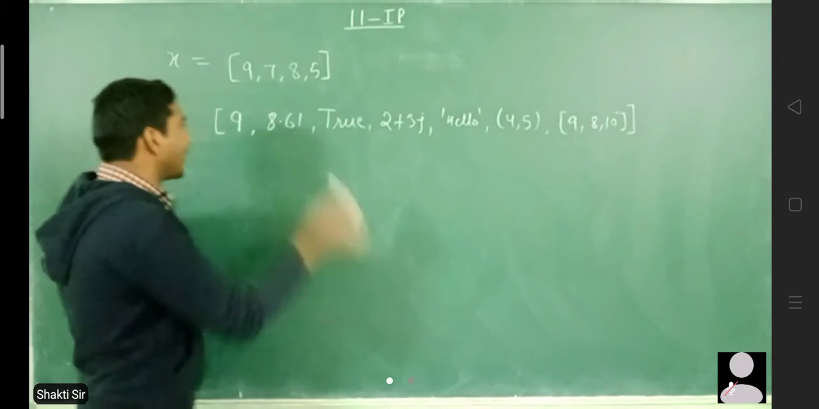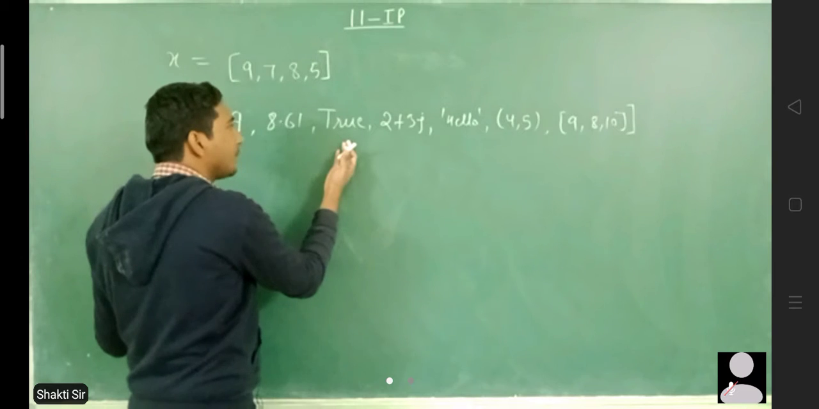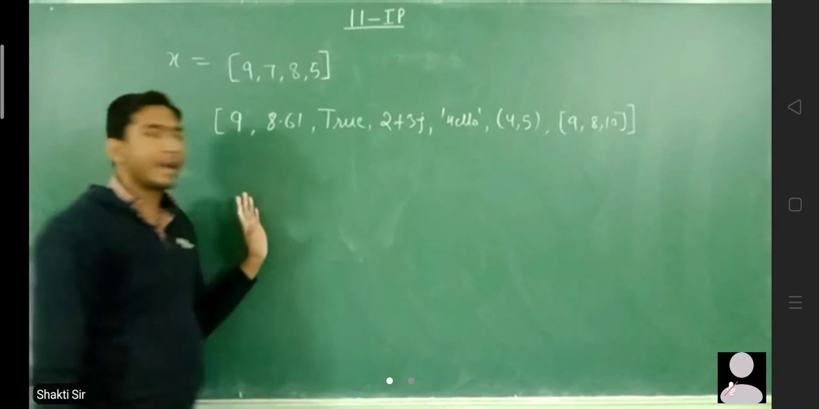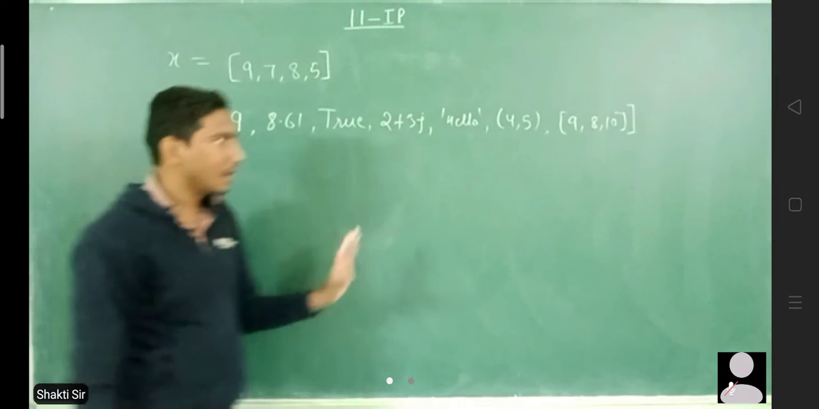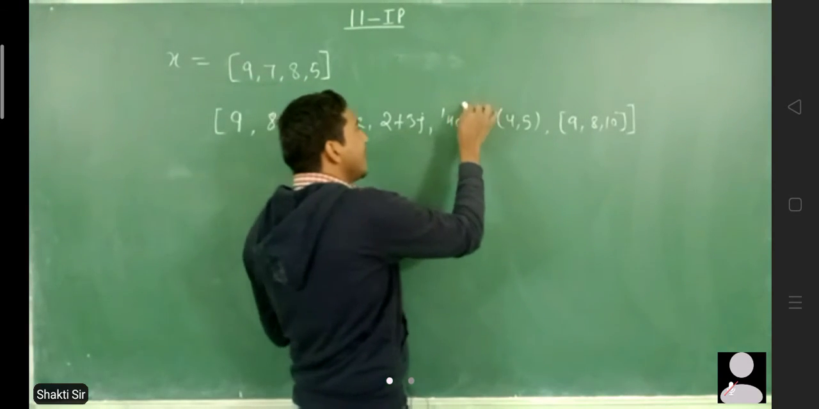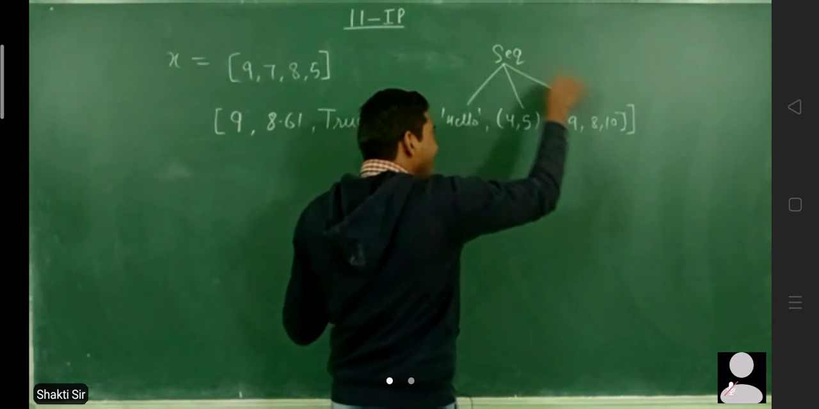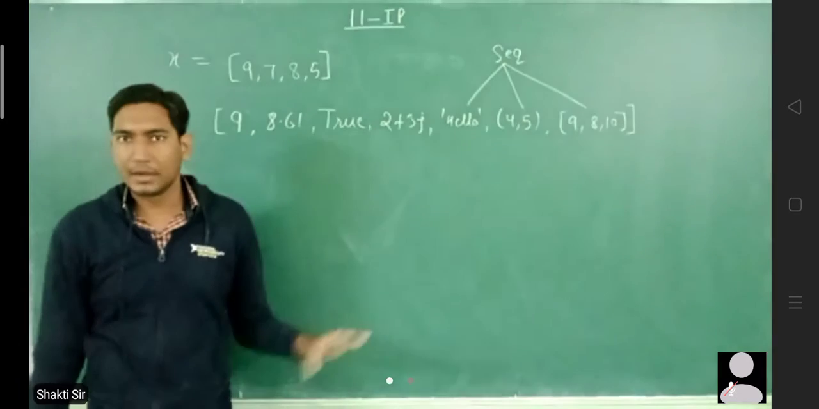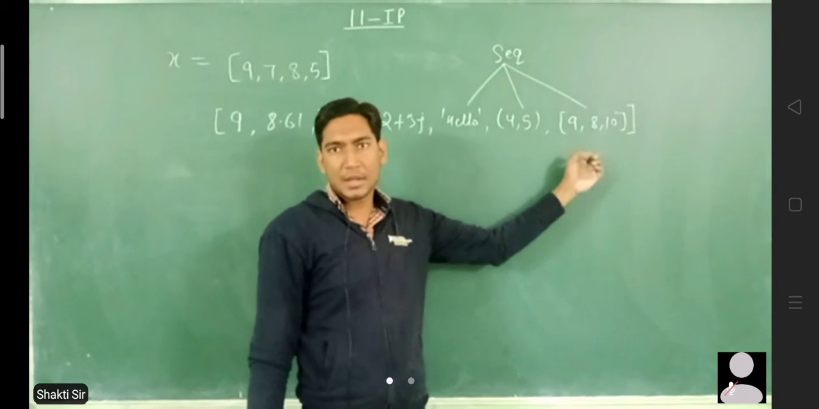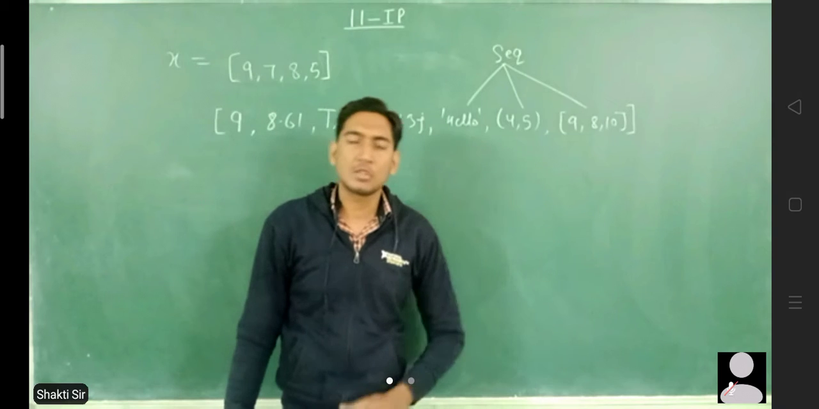So a list can contain an integer, a floating point number, a boolean, a complex number, a string, a tuple or a list. So a list can contain items of multiple data types, not a single data type. This hello is a sequence, this tuple is a sequence, and this list is also a sequence. We have seen already that string is a sequence, tuple is a sequence and list is a sequence, and the output of range is also a sequence, which is known as range.